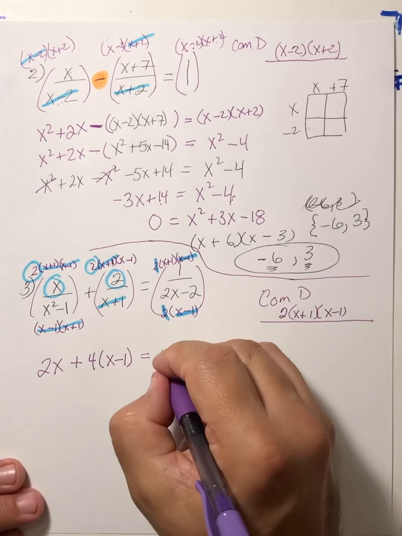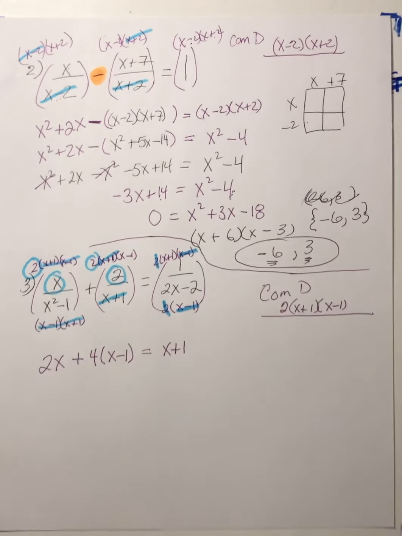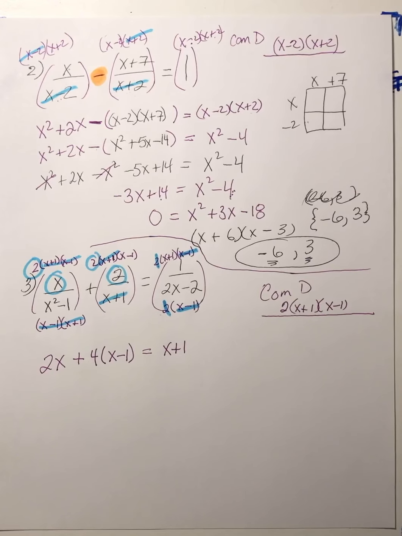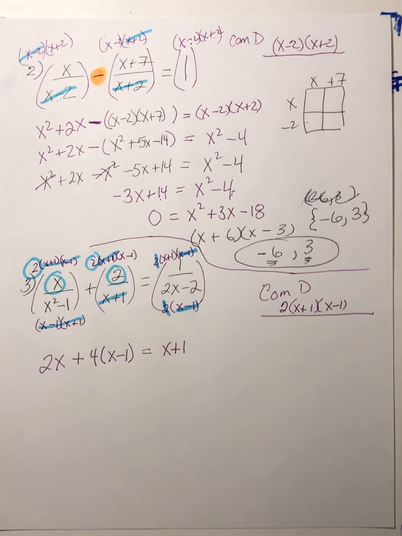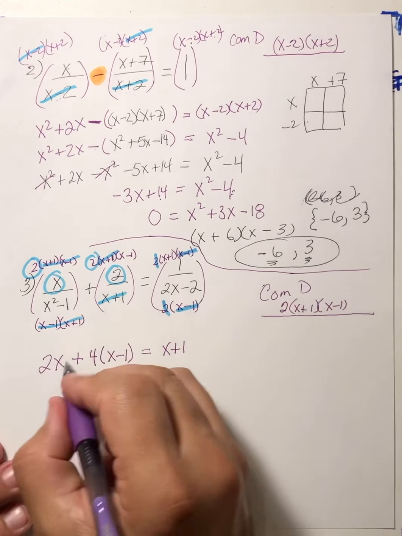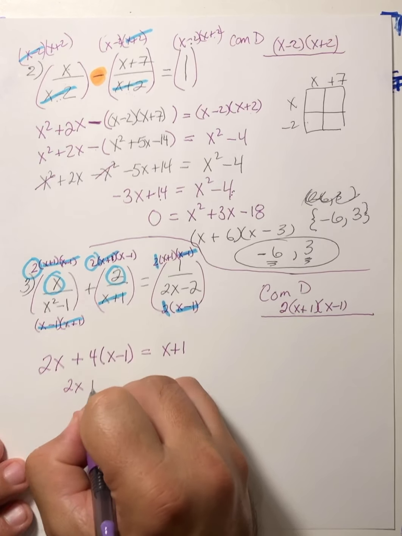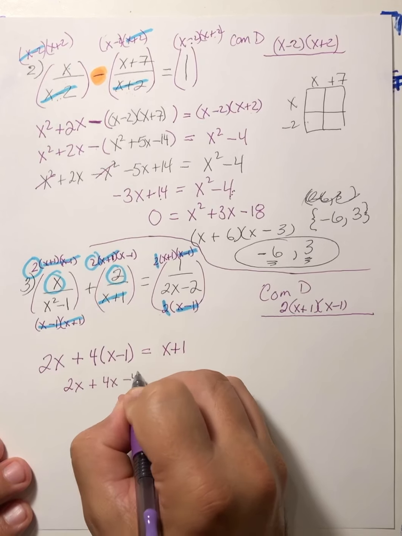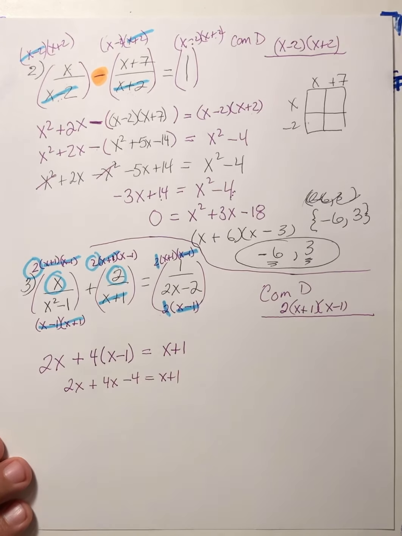Hey, you know what? I don't see any x squared terms. So this is not a quadratic. So we don't have to worry about setting it equal to 0. It's just a straightforward linear equation. No quadratics here. So 2x plus 4x minus 4 equals x plus 1.